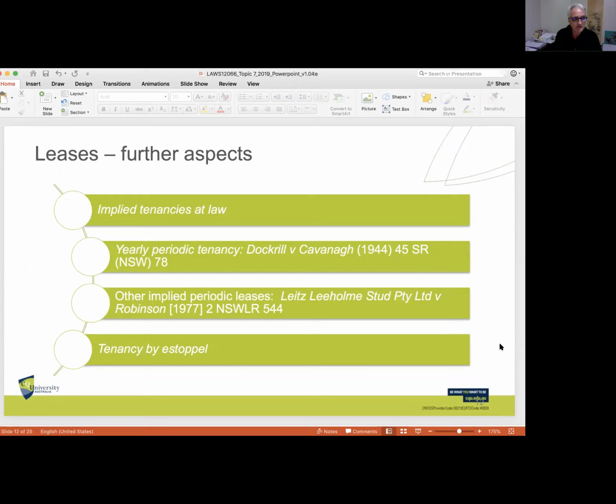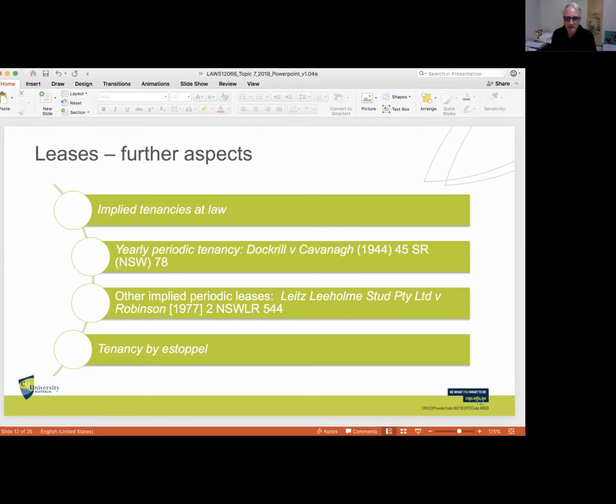So we move on from that to look at some further aspects of leases. And again, this is discussion in your casebook, page 718 and following. So we've got then the idea of implied leases at law. We've got yearly periodic tenancies, and the relevant case there is Doctrell and Kavanagh. We've got other types of implied leases, and the Leeds-Leaholm case is important there in regard to how we understand the nature of the duration of the lease in terms of how rent might be paid.